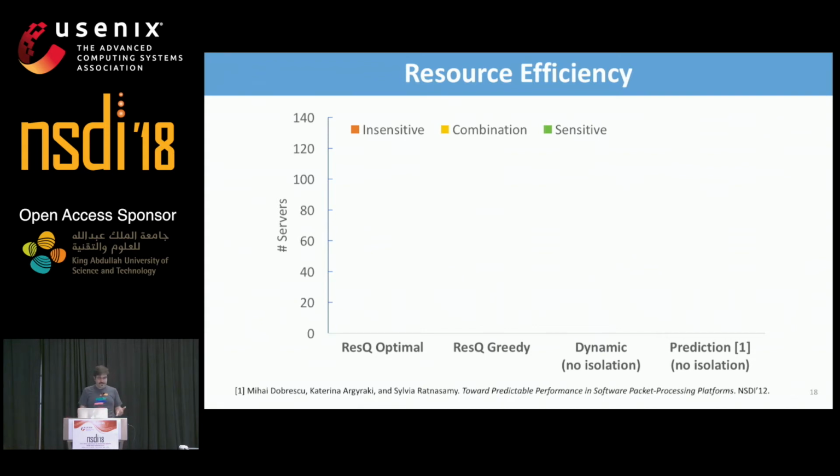Second one is the greediest scheduling. Third one is dynamic scheduling, on-demand scheduling with no isolation. So this is prior work. And lastly, we have a prediction-based approach, where we have a predictor, and we use it to enforce SLOs.